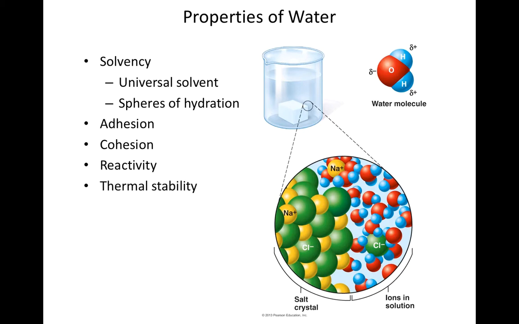And then lastly, it's very thermally stable. What this means is that it takes a great deal of energy to change the temperature of water. So in terms of homeostasis, that's really important. When you think about the amount of energy that it takes to actually increase the temperature of the water in your body, that's what allows us to be incredibly stable. It can get really, really hot outside, but we don't change our internal temperature.